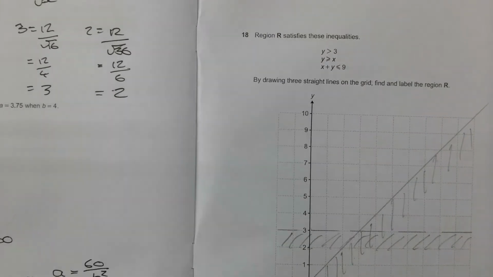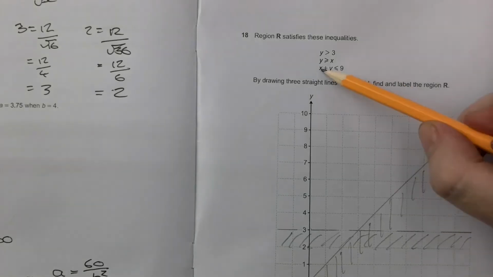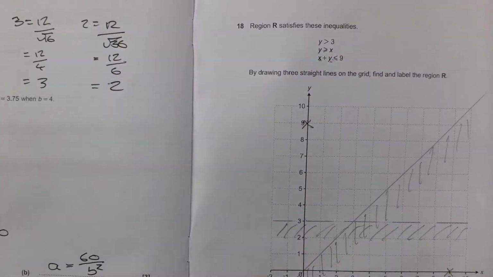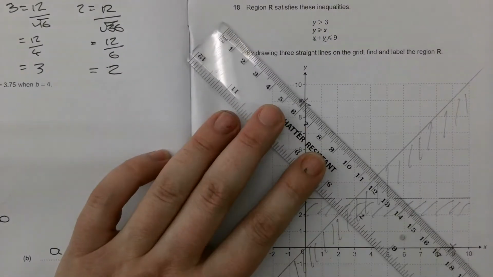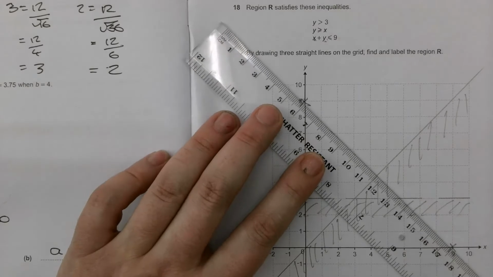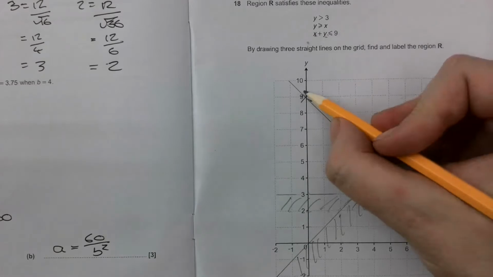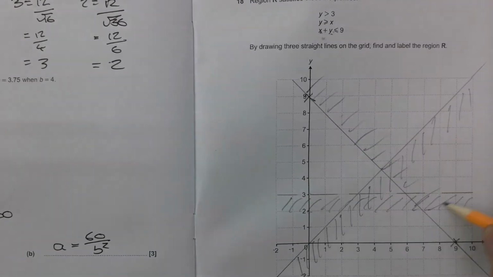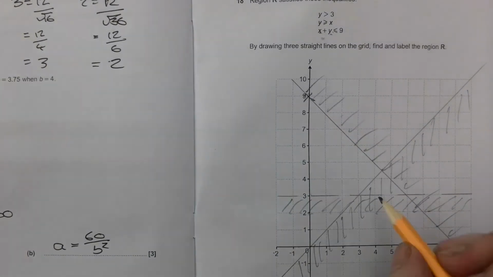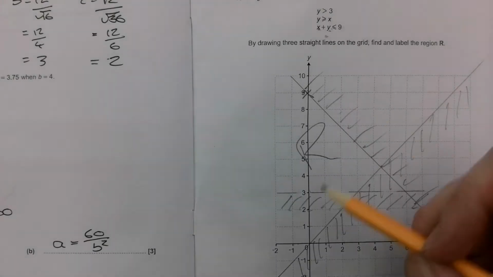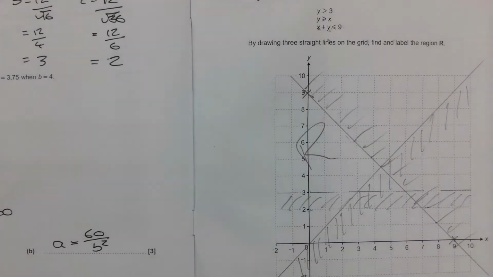And finally, we need to do x plus y is less than or equal to 9. I'm going to think what the line x plus y equals 9 looks like. We're going to need to get 2 points. If x was 0, y would be 9. And if y was 0, x would be 9. Join those 2 points. It's going to be a solid line again because it's less than or equal to. And I'm going to shade the side I don't want again. Which means that the region I do want is this bit here, because I haven't shaded this side or this side or this side of the line.